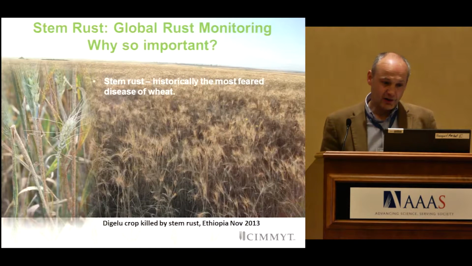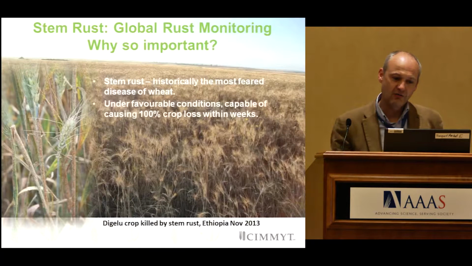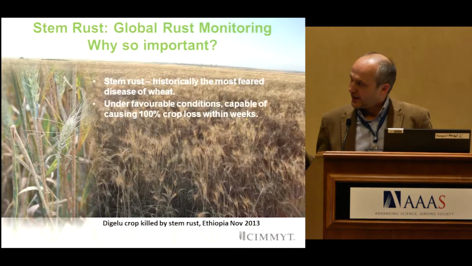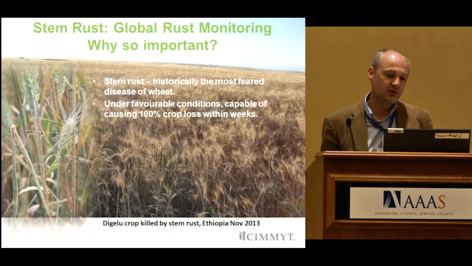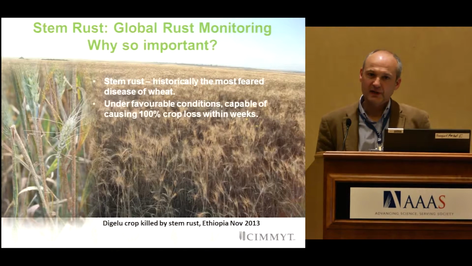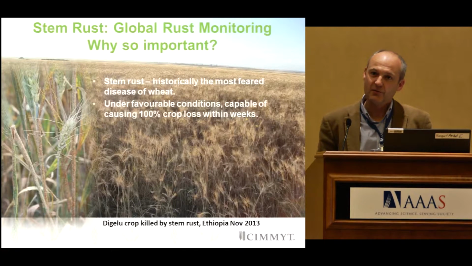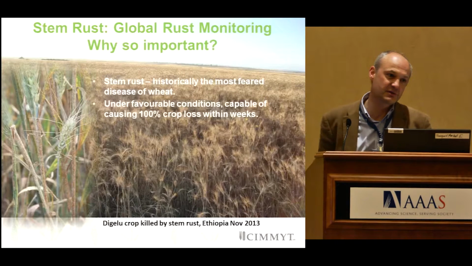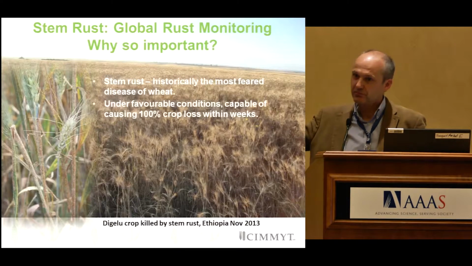Historically, it's the most feared disease of wheat. If conditions are favourable, it's capable of causing 100% crop loss within weeks. That wheat field you can see there is completely dead. About 2 or 3 weeks before that photo was taken, it was a healthy crop. The farmer was expecting 4 to 5 tons per hectare yield from that crop. He ended up getting 0.